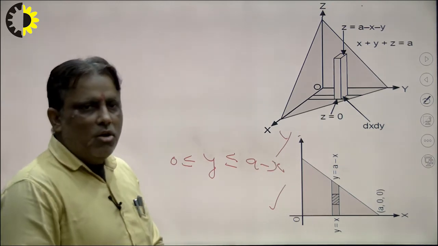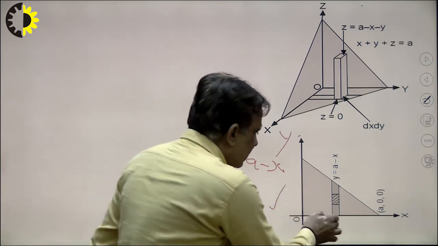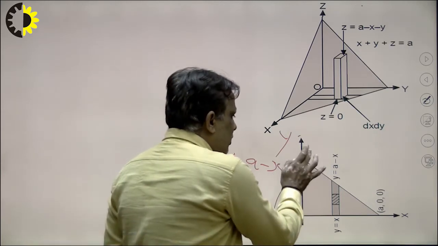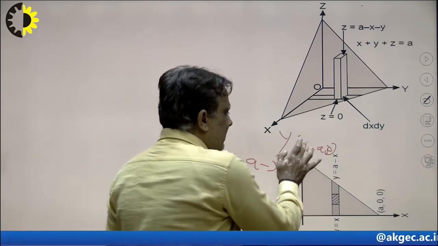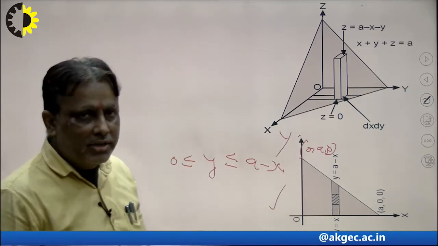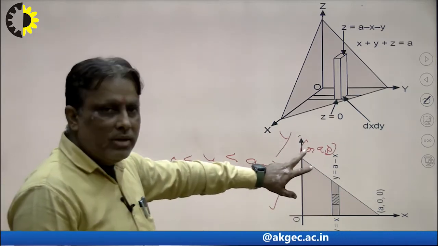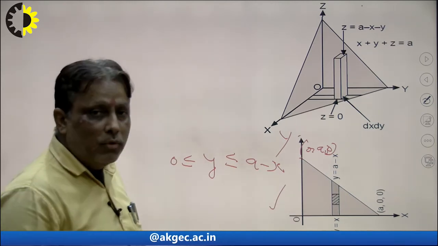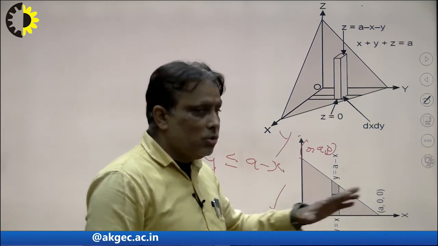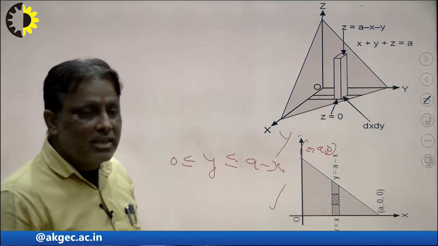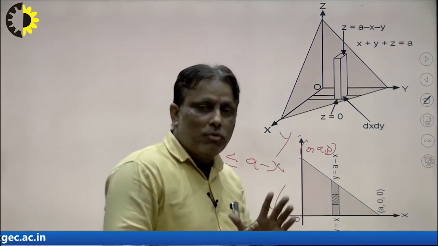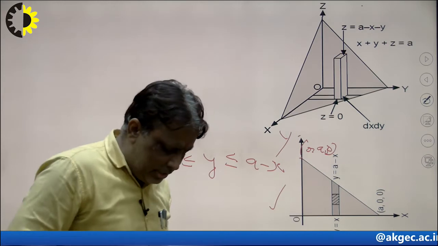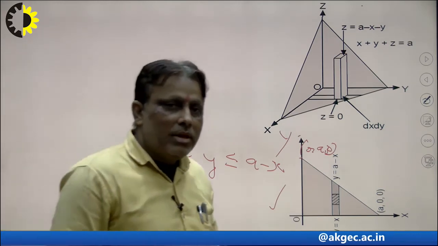Now the question is, what is the limit of x? So in this region, this is the point 0 0 0, this is the point a 0 0, and this is the point 0 a 0, right. There are 3 coordinates here, and the minimum value of x here will be 0, right, and the maximum value of y here 0. So we take the limit of x here, which will be x 0 and the upper limit of x is a. So the limit of x will be here 0 to a.